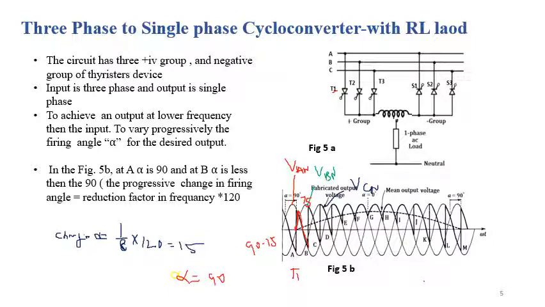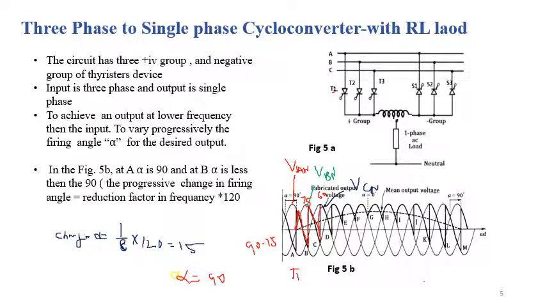And at point B, the alpha equal to 75, we trigger the SCR T2, and we are getting this output voltage up to C. And at point C, again we need to trigger the SCR T3, but at what alpha? Again the reduction in the progressive value of the alpha will be equal to 60. How we get it? 75 minus 15.